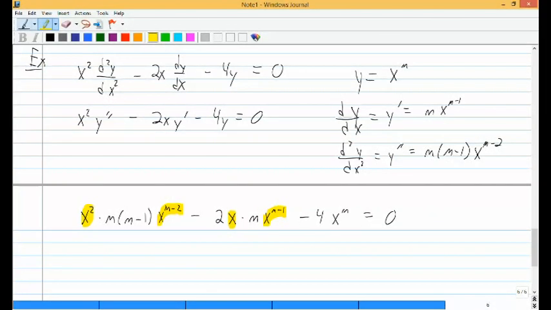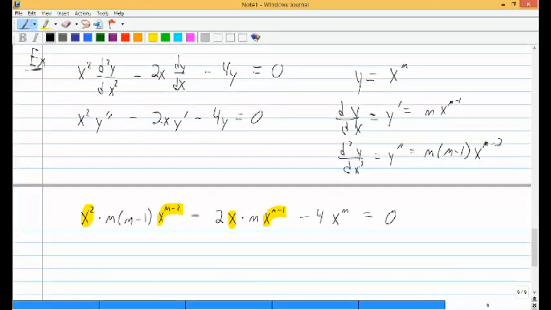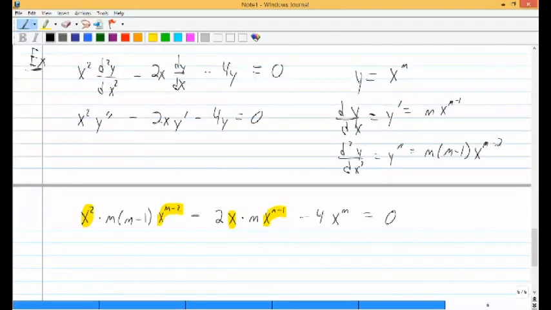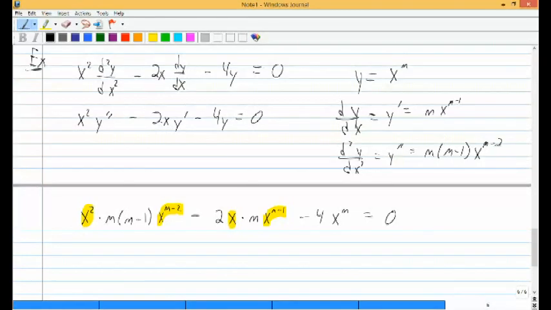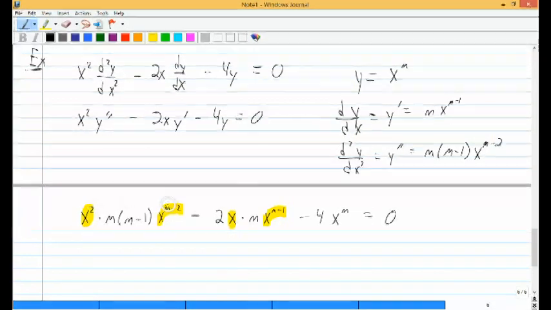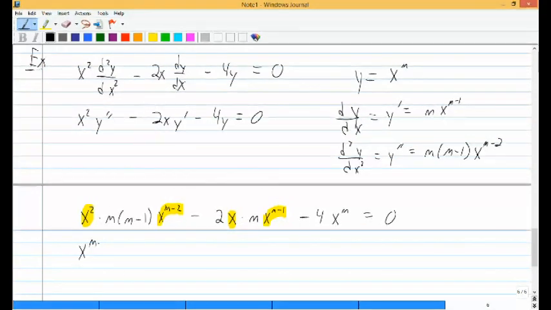Well, we treat those just like we would any number to a power, or any constant to a power, or any variable to a power. If you're multiplying bases, it's the same base with powers, you add the powers. So what would that leave if I said 2 plus m minus 2, then I would have just x to the m, right? Because the positive 2 and the negative 2 would cancel out.